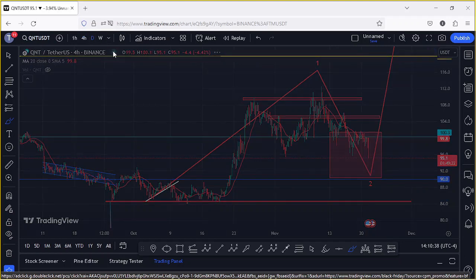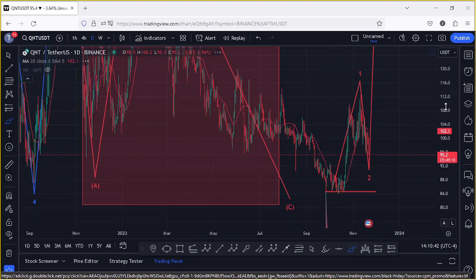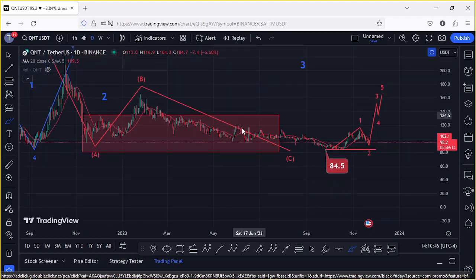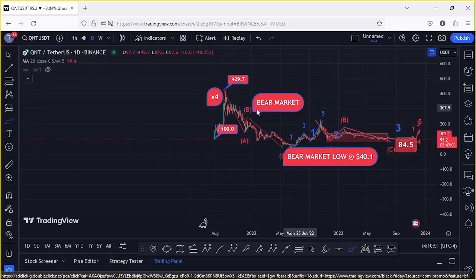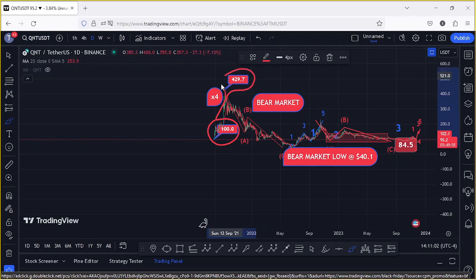Jumping to the daily chart to now give you my long-term Elliott wave analysis that I'm expecting to play out once the bull market is here. If I zoom out, you can see that back in 2020, QNT gave us a low at around the $100 mark before taking us to all-time highs above the $429 mark in a move that gave us a 4x to the upper side. And after seeing the all-time high, we started a bear market where we had been seeing lower prices in this ABC corrective structure, giving us a bear market low at around the $40.1 mark.